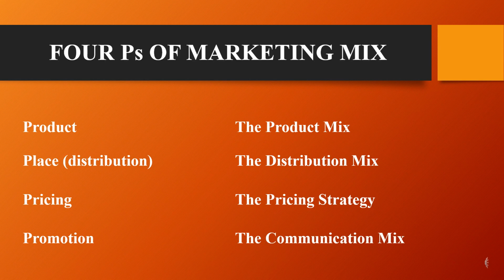McCarthy, a well-known American marketing professor, described these variables as the marketing mix or the 4 P's of marketing. They are classified as product, place, pricing and promotion. The product is known as the product mix. Place is known as the distribution mix. Pricing is the pricing strategy of the company. Promotion is the communication mix.